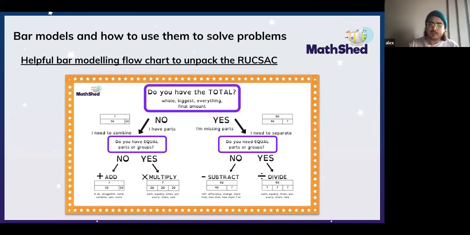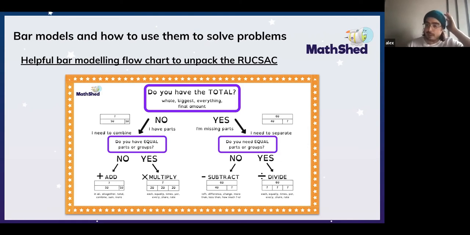So here you may have seen a version of this flowchart elsewhere. We have our version of it. And here I've referred back to Rucksack, which many of us may know, some of us might not be so aware of. It's an acronym: read, underline keywords, choose an operation or operations that you need to use, solve the problem, write your answer, and check your answer.